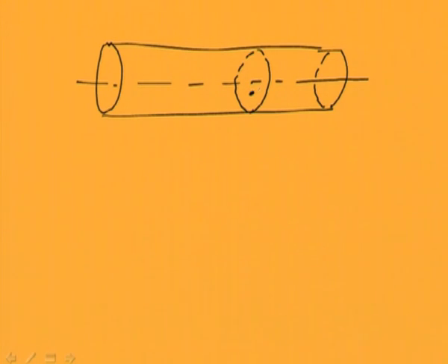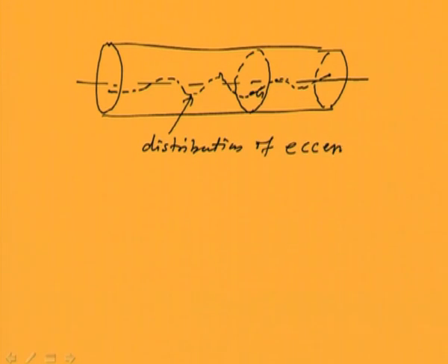Here the center of gravity is offset by some amount, and if we see this center of gravity, it will move in the axial direction. They may change because of material non-homogeneity or other reasons. So this is the distribution of eccentricity. Now this is a function of the axial position. This kind of rotor is very difficult to balance.